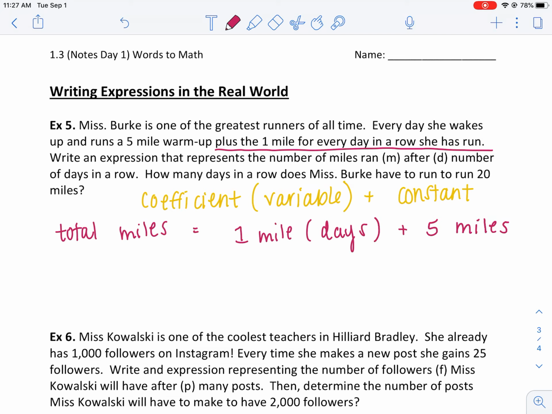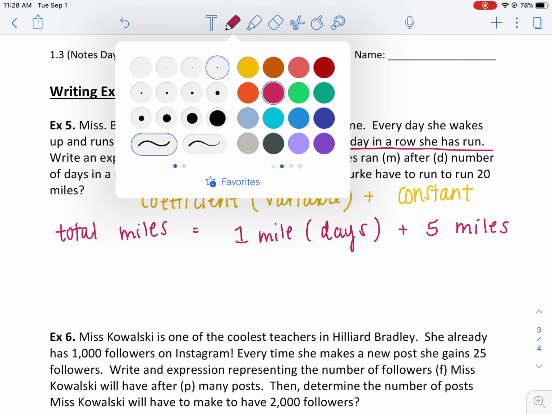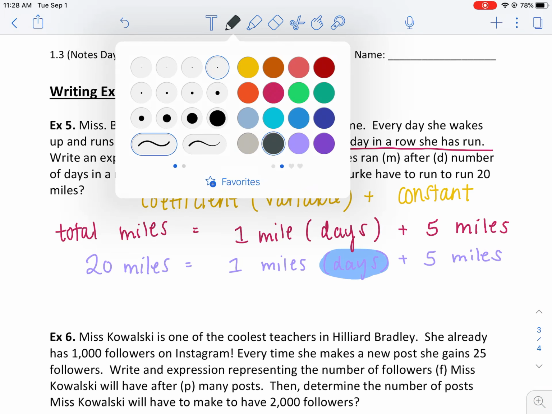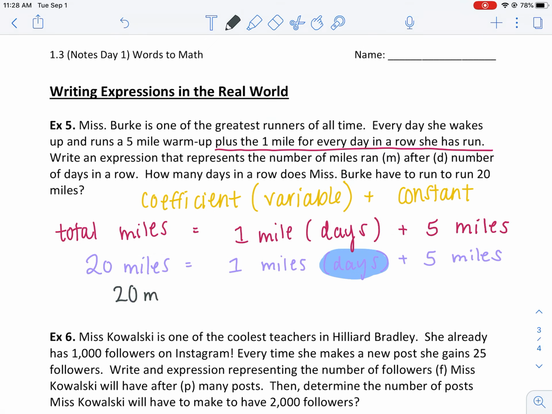Now, we want to know how many days in a row does Miss Burke have to run in order to run a total of 20 miles. Okay, so now I'm given my total miles, all right, 20 miles, and I want to know how many days I've got to run in a row to reach those 20 miles. Okay, so days there is what we're going to solve for. All right, so I'm going to go ahead and say 20m is equal to 1m times d, all right, plus 5m. And I'm going to solve for d, okay?